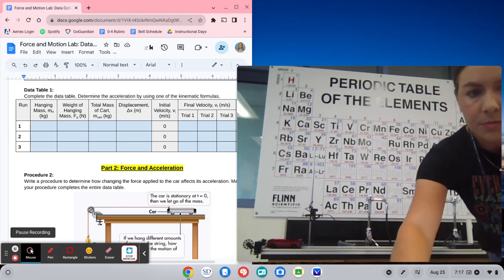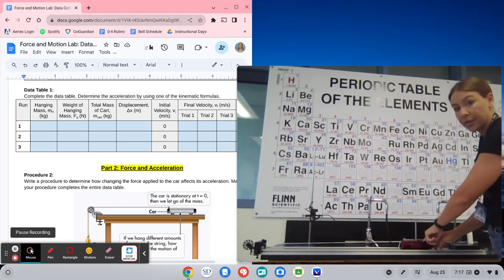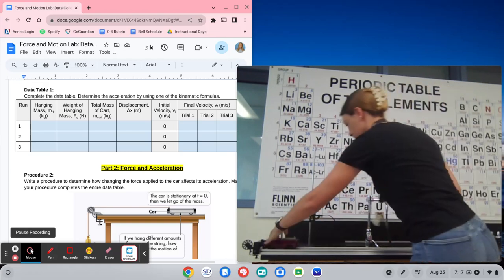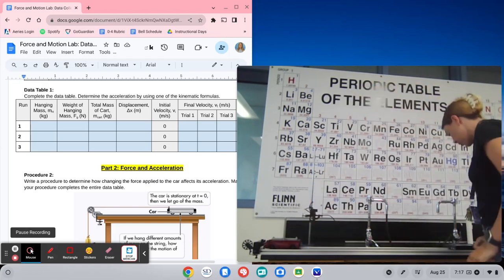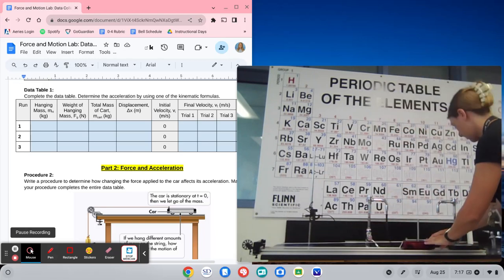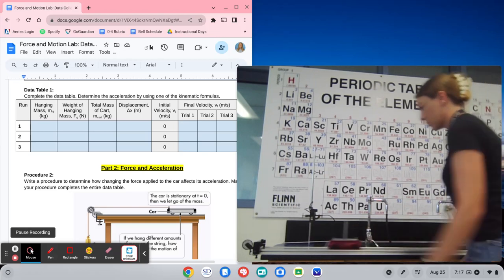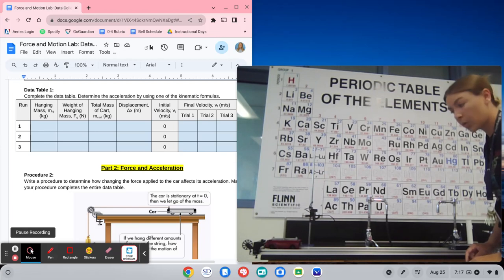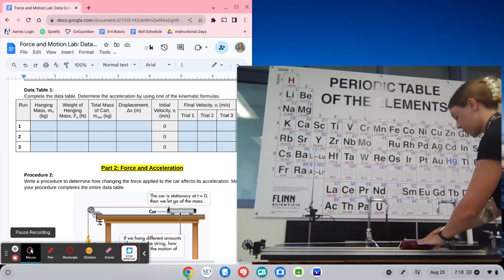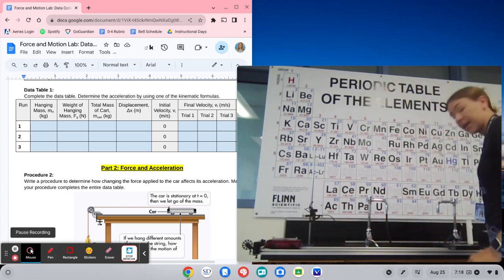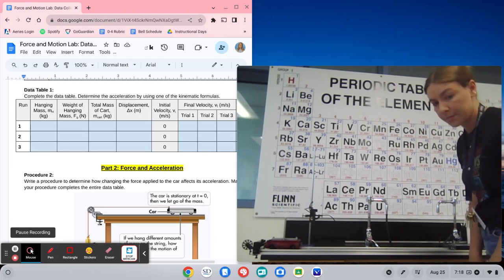Now we're going to do run 2. So now I'm on run 2. I've added a 250 gram bar mass on top. So now we're going to get the final velocity 3 times. For trial 1, we have 0.707. For trial 2, we have 0.744. And then for trial 3, we have 0.751.